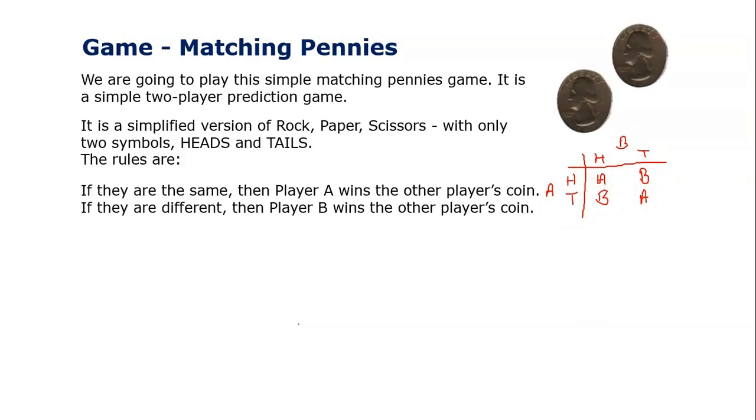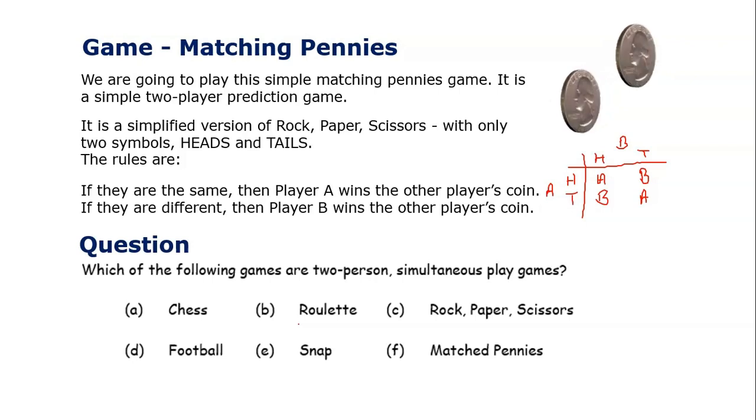Now, there are other games that you can play rather than just the matching pennies game or rock, paper, scissors. Let's have a look at a few here. Which of these games would be considered to be two-person simultaneous play games? That's the important line there, simultaneous play games. So the idea is you play at the same time. Take chess for instance: one player plays, the other person plays, one player plays. So this is a no. This is not a two-player simultaneous play game.